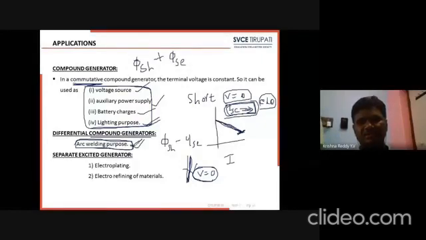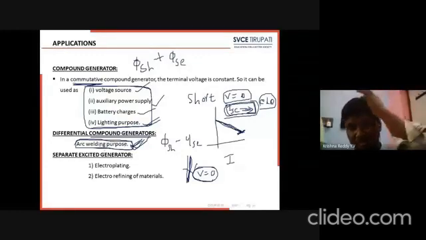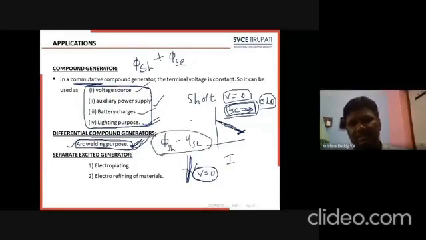Arc welding means that in the case of a short circuit condition, a high amount of current flows. This high amount of current is used for the production of electrodes. Those electrodes are used for welding purposes. That's why the differential compound generator is used for arc welding. Here, as the flux decreases, induced voltage decreases. Induced voltage decreases means terminal voltage also decreases. When voltage decreases, a large short circuit current flows. When a large current flows, electrodes are formed. With the help of those electrodes we can use arc welding. These are the applications of the compound generator, cumulative compound and differential compound.